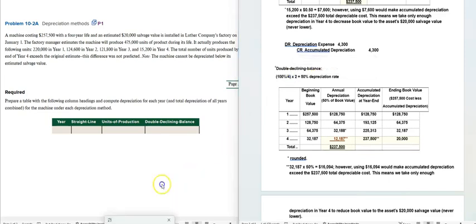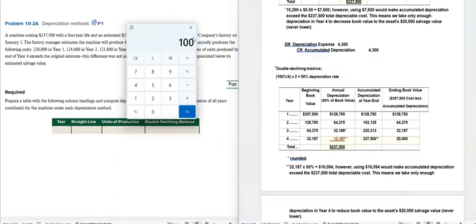100% divided by 4 is 25%. So the straight line method is depreciating 25% per year. And the double declining balance method says double it. So we're going to double that 25% to 50%. So the declining balance method is saying every year we are going to record 50% of that asset's book value for depreciation.